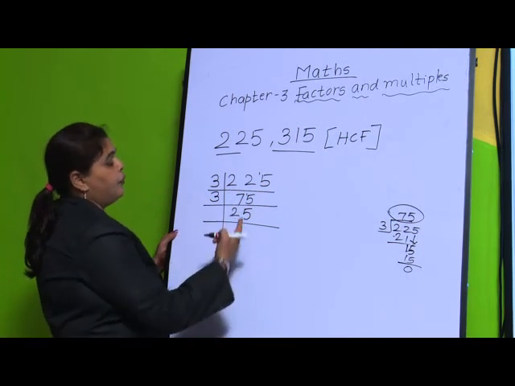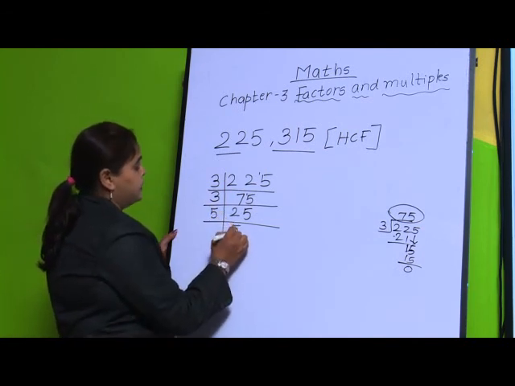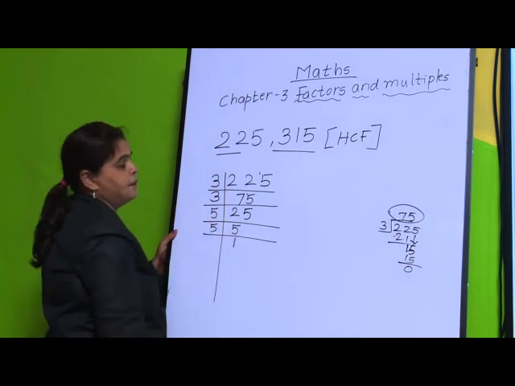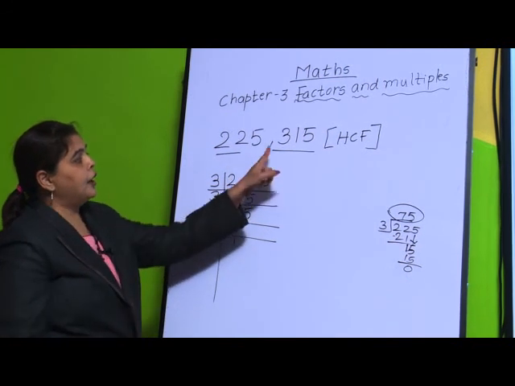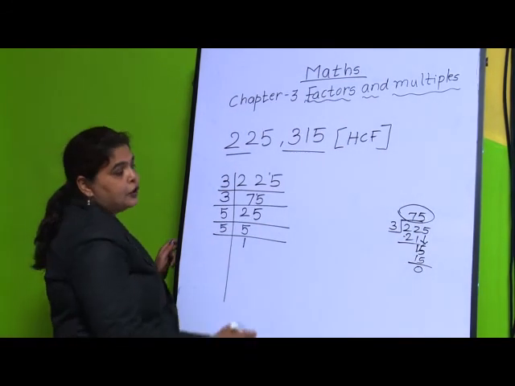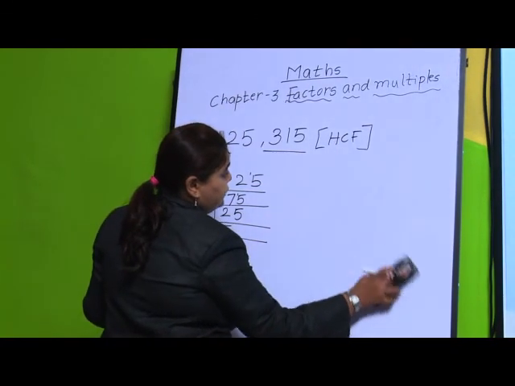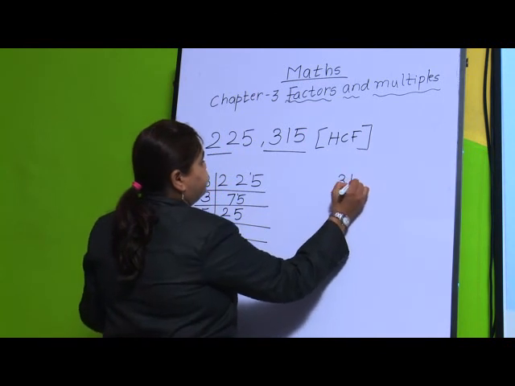Now, you know 25, you get it in the 5 table. So, 5 5s are 25. So, we will go for 5. 5 1s are 5. We have found the factors of 225. Again, we have to find out the factors of 315. So, we will start doing that and we will see what are the factors of 315.